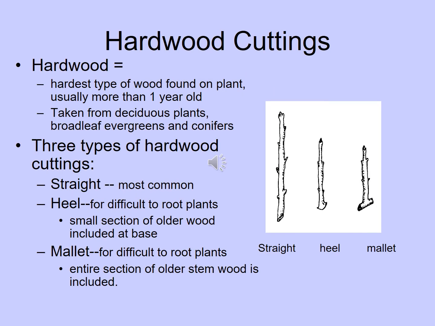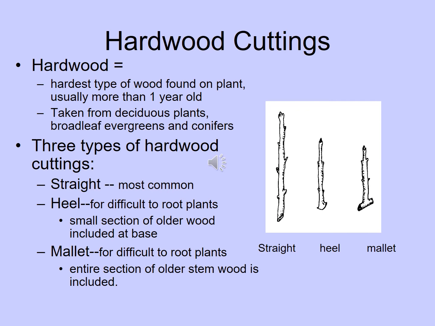Hardwood, it's the hardest type of wood found on a plant, usually more than a year old, taken from perennial plants: trees, shrubs, deciduous plants, broadleaf evergreens, conifers. They all have hardwood. Cuttings can be taken from them. There's a straight type of cutting, a heel cutting, which looks similar to a basal cutting, but it's for a woody plant. The basal cuttings are for herbaceous, non-woody plants, and a mallet cutting.